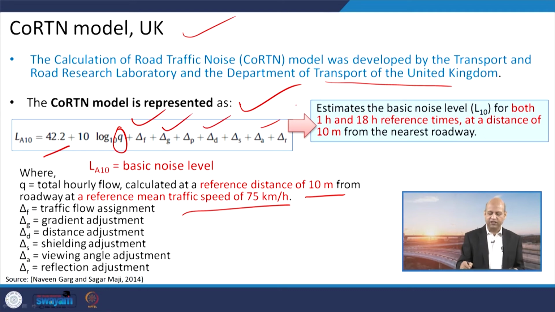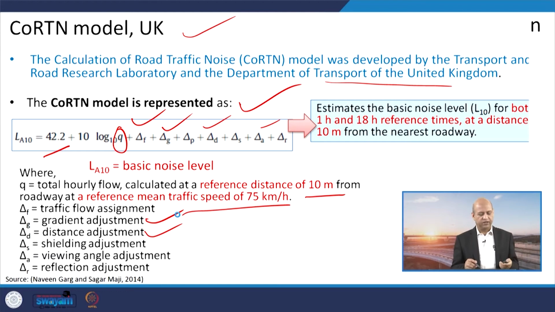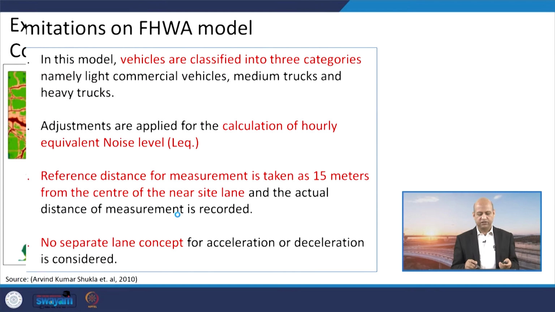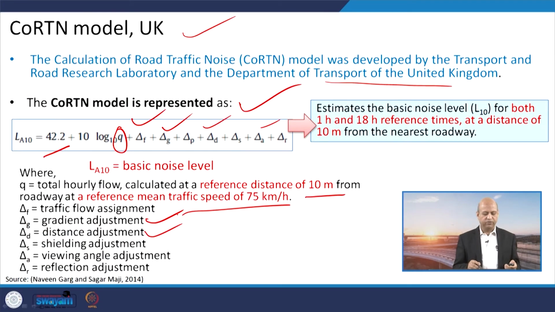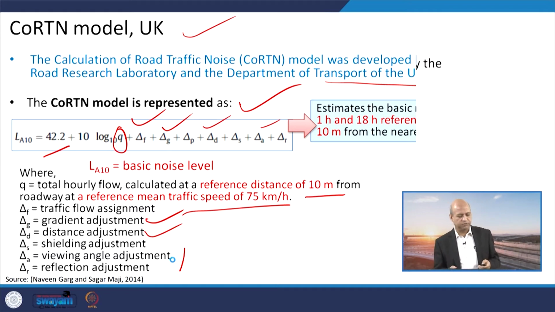Then different parameters are there, you can see these are adjustment related factors, whether traffic flow related or gradient related. So, gradient is something new if you compare the other model, otherwise traffic related adjustment factor was there in that also. Distance adjustment was there in this model of FHWA, and similarly in this model of Corton also distance related and shielding related are there, but additional adjustments are there like viewing angle, reflection adjustment, those are additional parameters in this particular model.